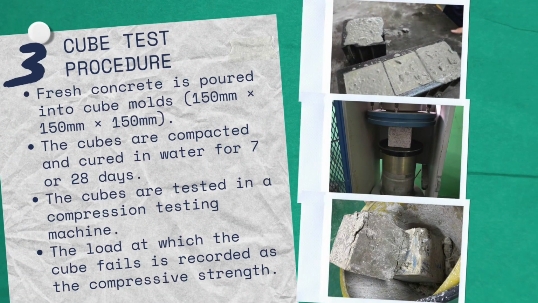This is the cube test procedure. The first one is fresh concrete is poured into cube molds. The cubes are compacted and cured in water for 7 or 28 days. The cubes are tested in a compression testing machine, and the last one is the load at which the cube fails is recorded as the compressive strength.